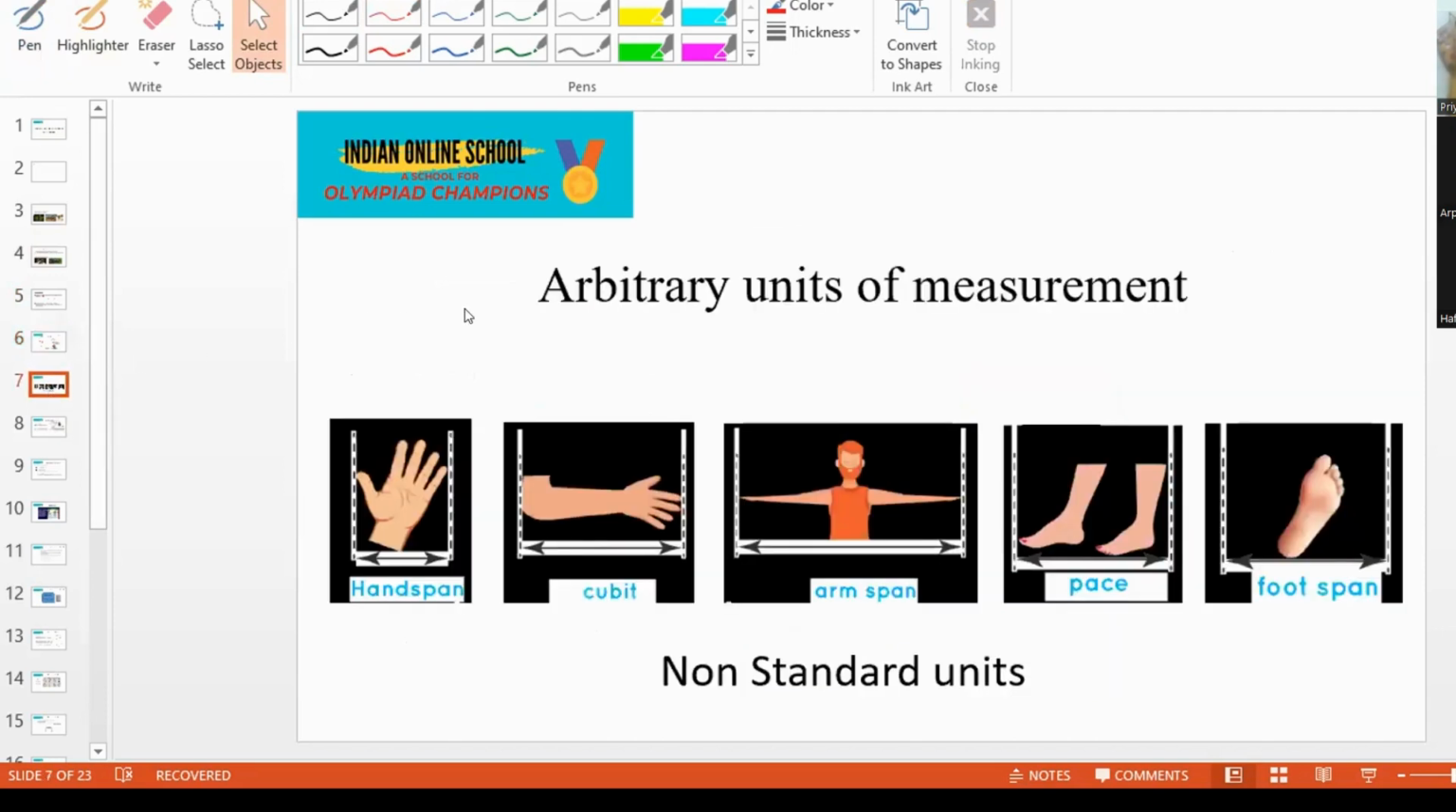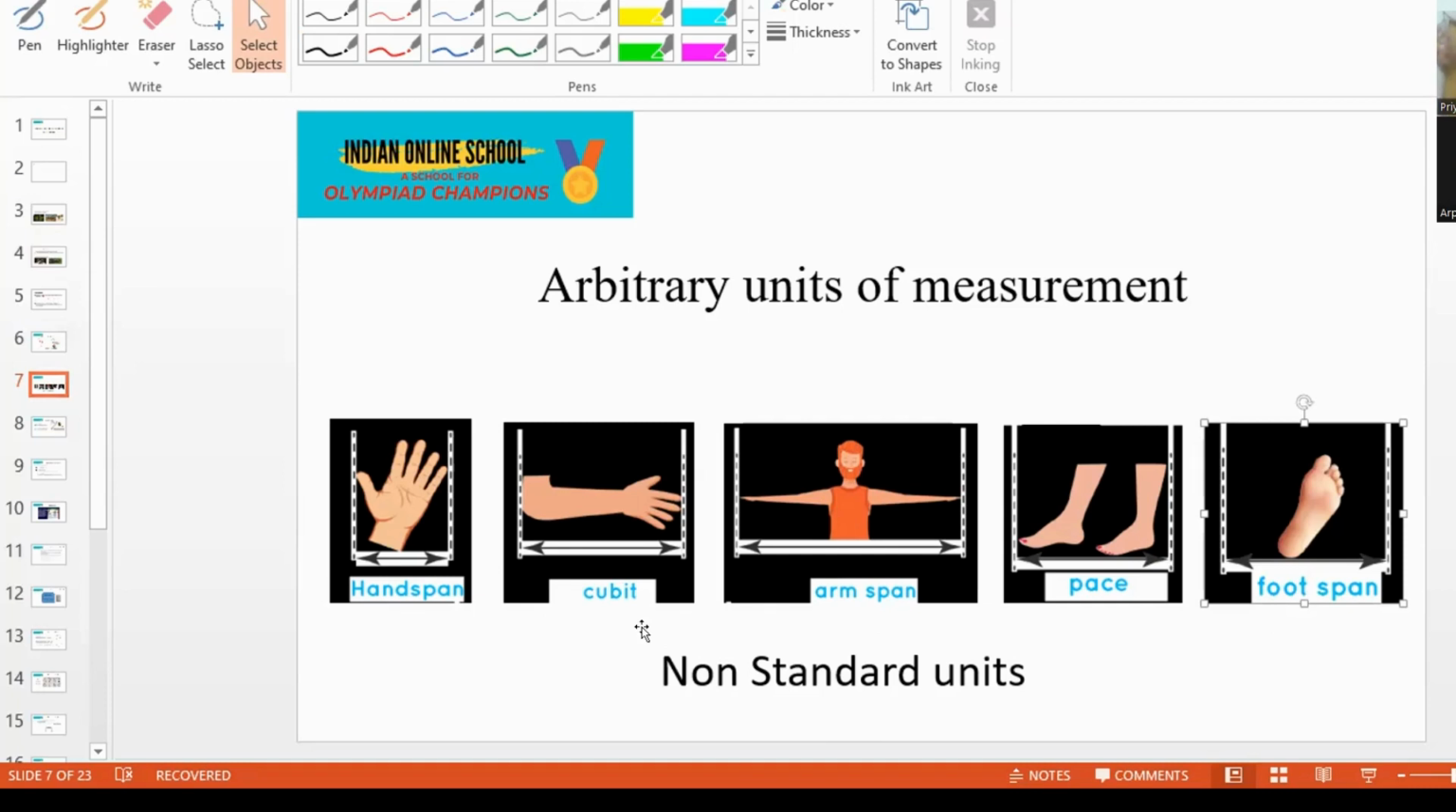Okay, coming to measurement of length. We will understand some of the non-standard units of measurement. These are called arbitrary units. Why they are called arbitrary units, we will discuss. Let's see what the different non-standard units of measurement are. Non-standard units of measurement are handspan, cubit, arm span, pace, foot span. Okay, so what is handspan?